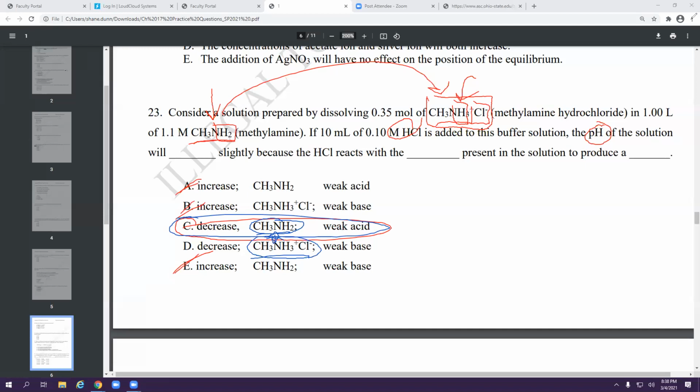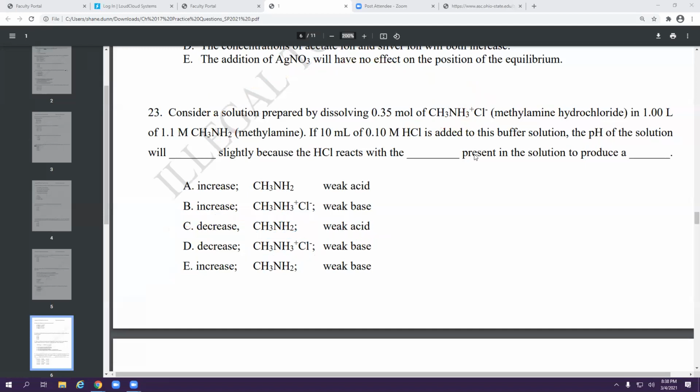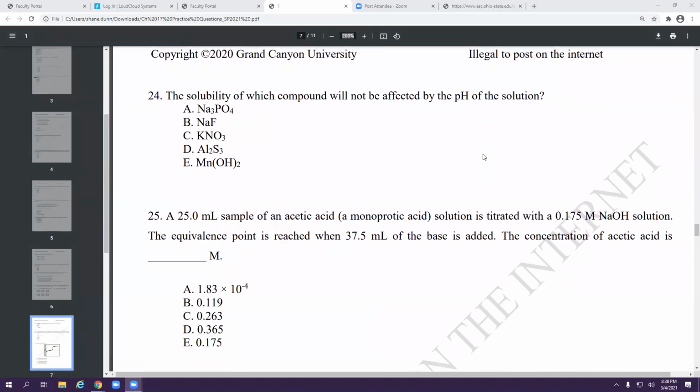Okay, we're more than halfway done. Woohoo! Don't worry, it speeds up pretty near the end. Okay.